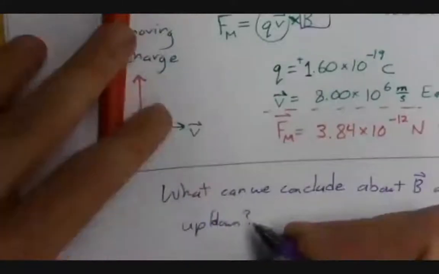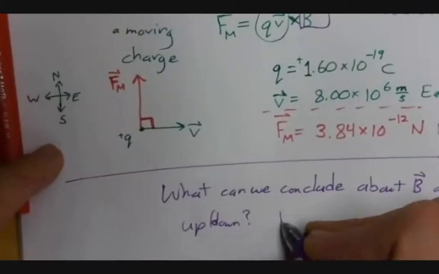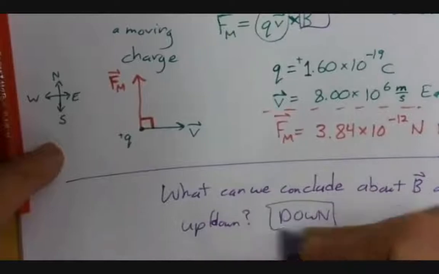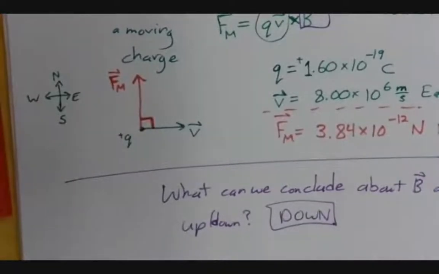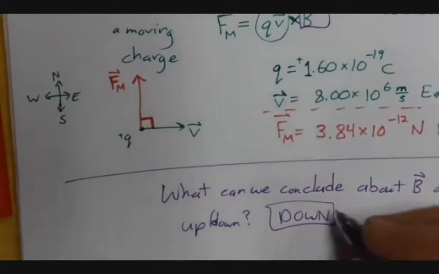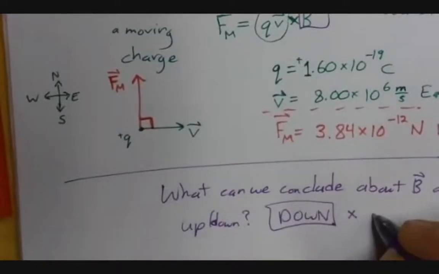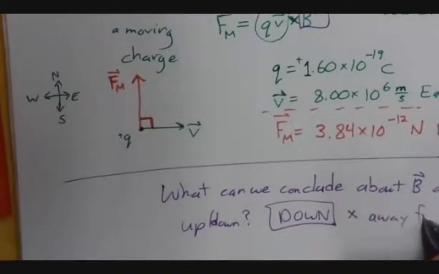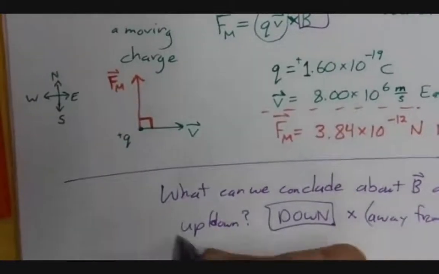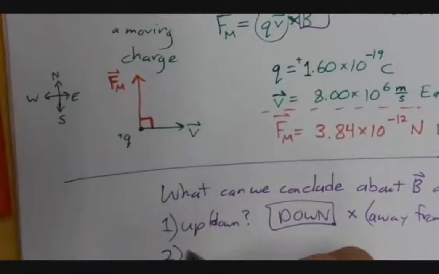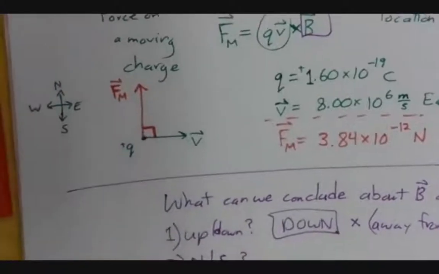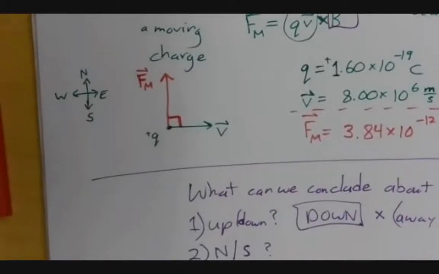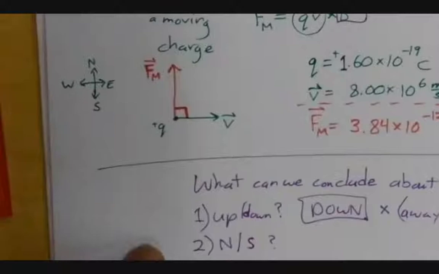And the answer would be, it's going to have to be down. Yeah? Down meaning away from us, away from the viewer, and we could also use the symbol X, meaning away from the viewer. What about north-south? And now here, I don't mean magnetically north-south, I mean truly geographically north-south. Can we conclude anything about the north-south component of magnetic field?